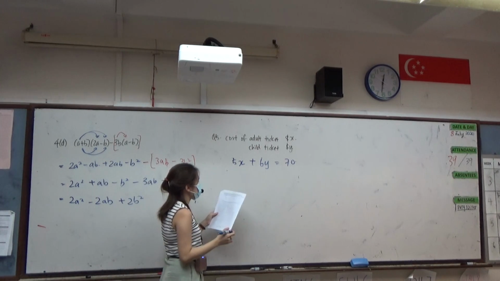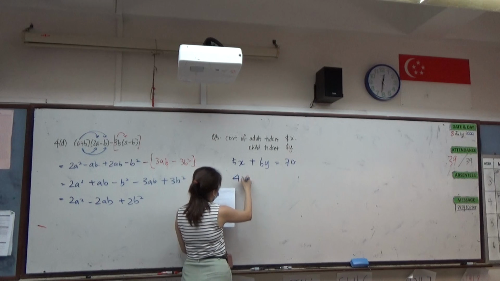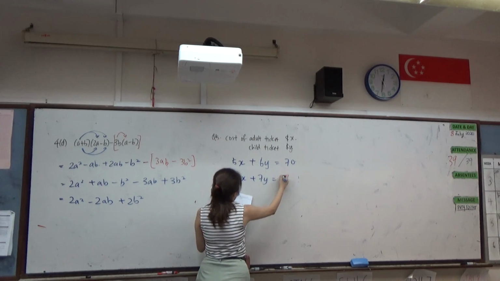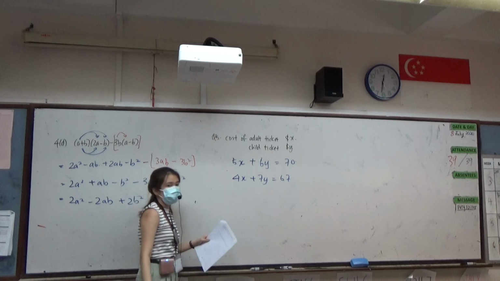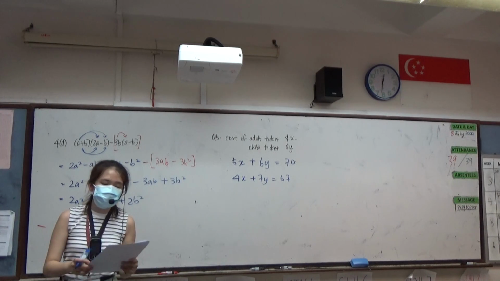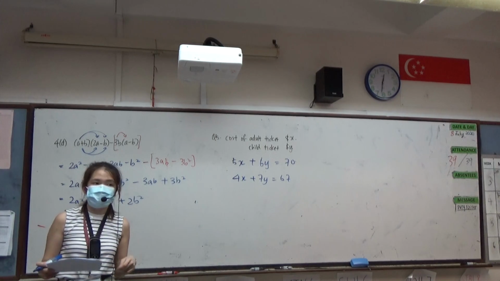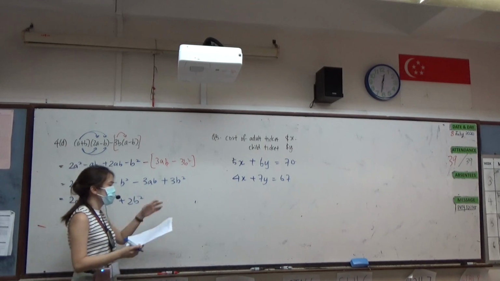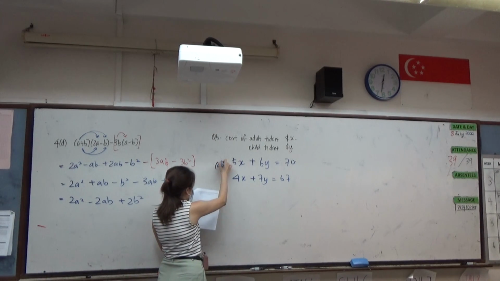Alright? Then after that, in the second part, it says 4 adults plus 7 children, and you get 67. Okay? When you form an equation, it is not necessary for you to put in the dollar sign. Alright? So you just leave it this way. So that's the answer for part A.